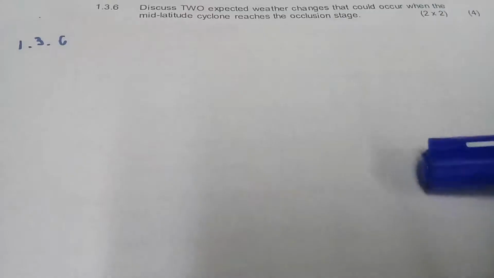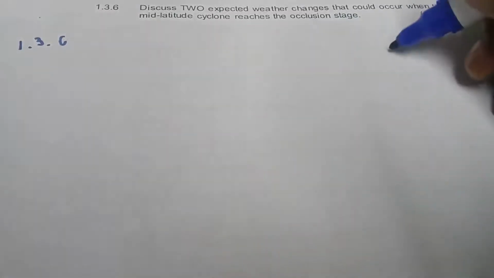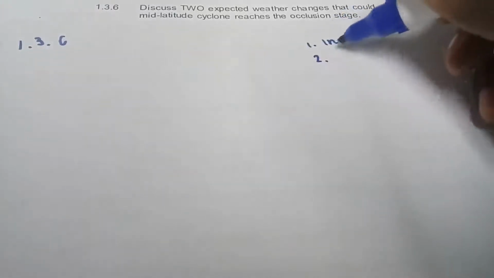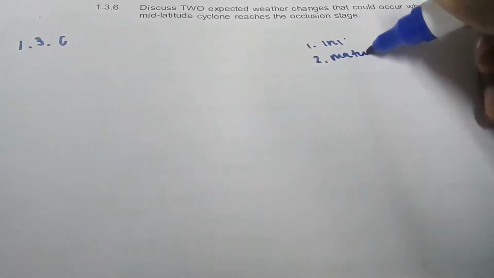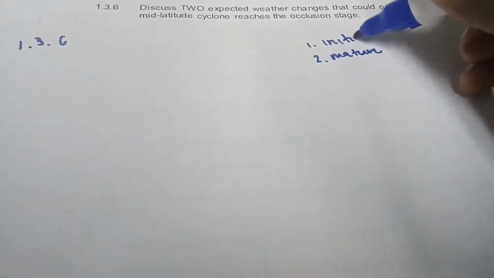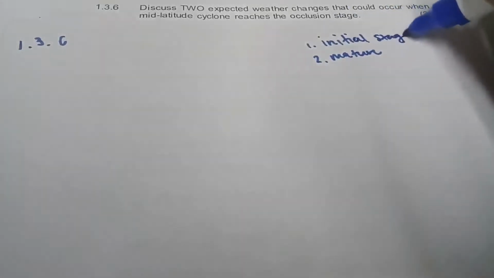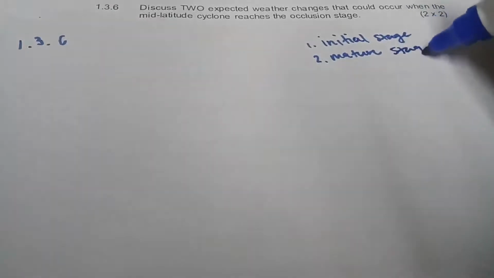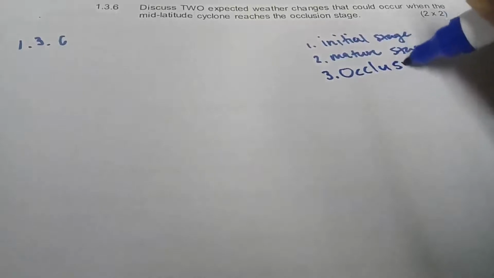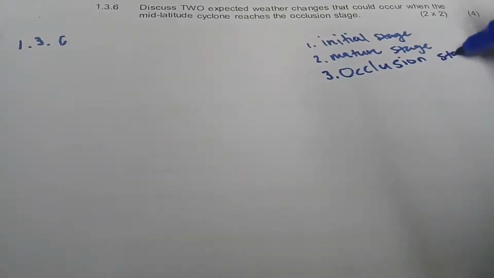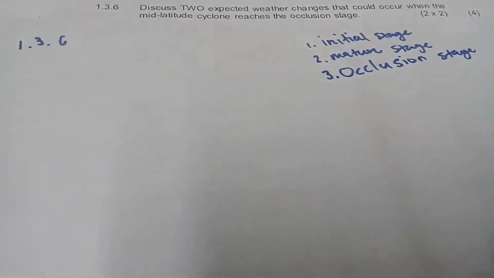So as I've said to you, one, initial stage, two, mature stage, and the occlusion stage, which the question is asking us about. These are the stages of a mid-latitude cyclone.